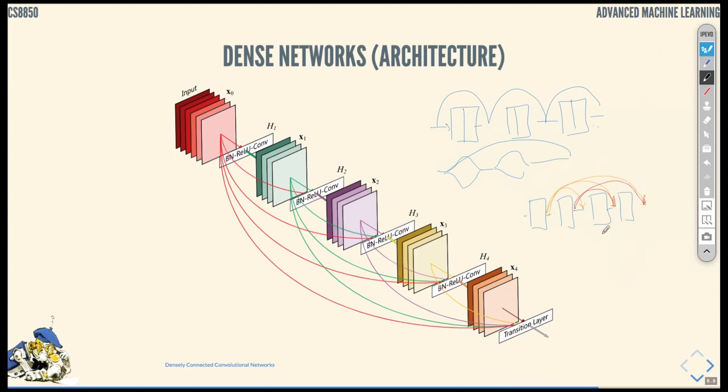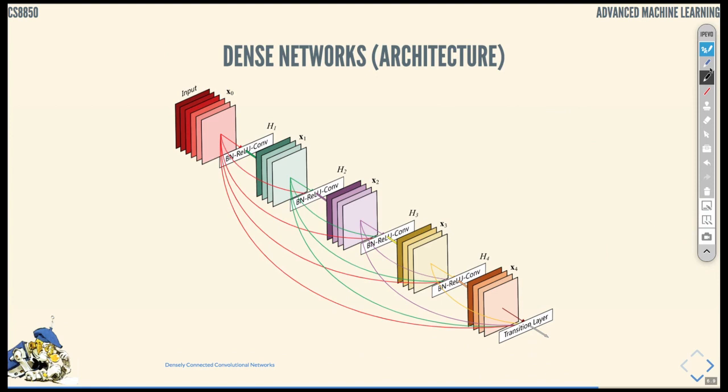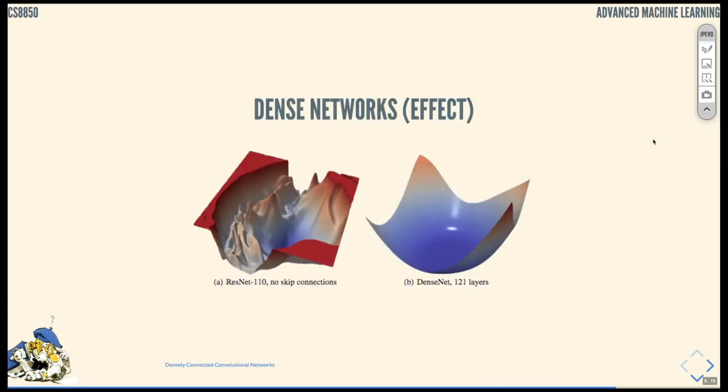Dense networks. What's the advantage? Let's look at the error surface. The error surface is way smoother than anything we've seen before. So drop a ball here, and the ball will happily roll to the solution. Isn't that nice? Of course, that is nice.